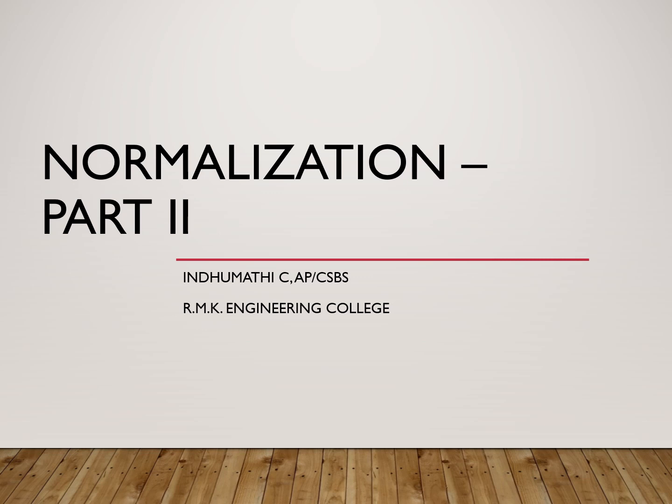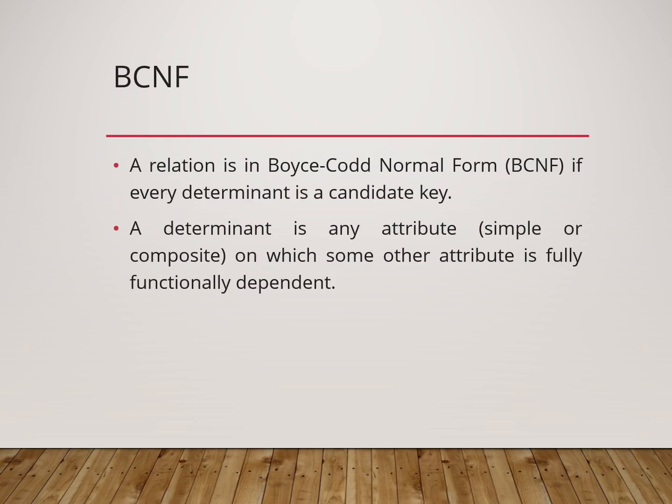Already we saw first normal form, second normal form, third normal form. Now we'll see BCNF, fourth normal form, and fifth normal form. BCNF is Boyce-Codd normal form. If every determinant is a candidate key, then that relation is in BCNF. A determinant is any attribute, simple or composite, on which some other attribute is fully functionally dependent.